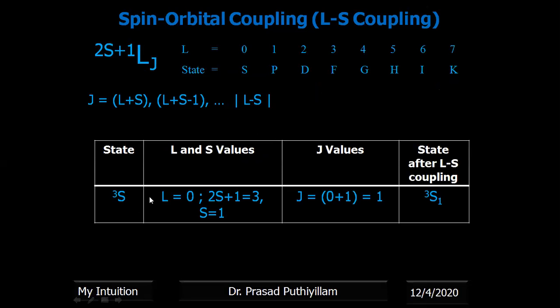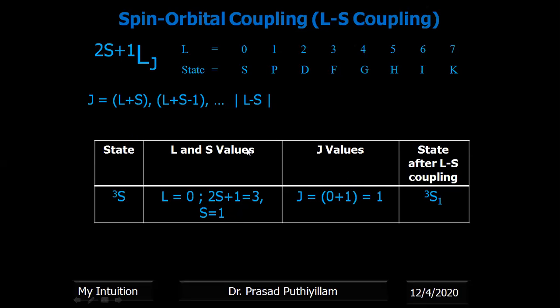S3 state is given, which means here L is equal to 0, because it is given as S. S means that the L state is 0. And 2S plus 1, that is the value on the left side of L, is given as 3. Therefore 2S plus 1 is 3. Therefore, if we calculate S here, S is equal to 1.